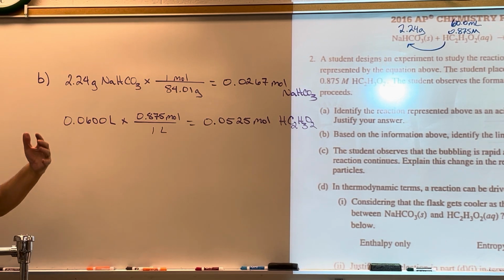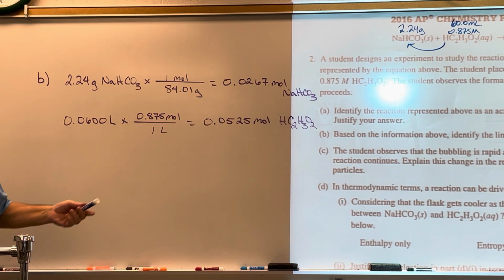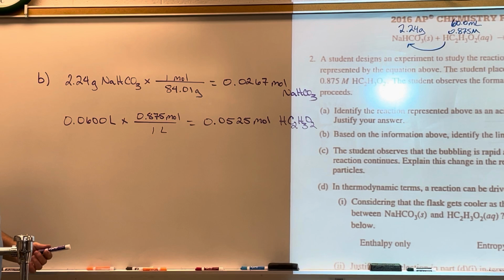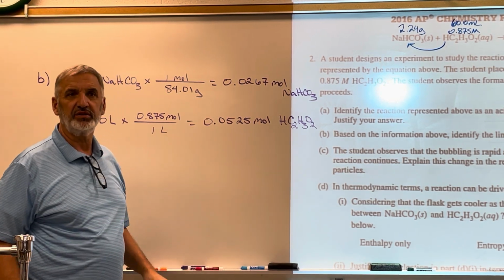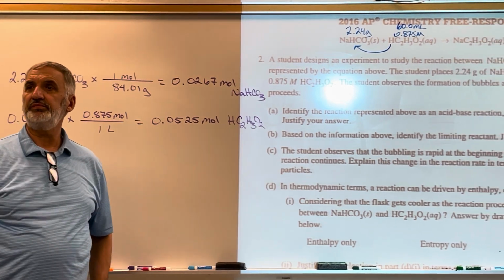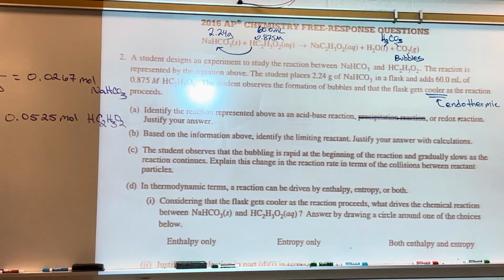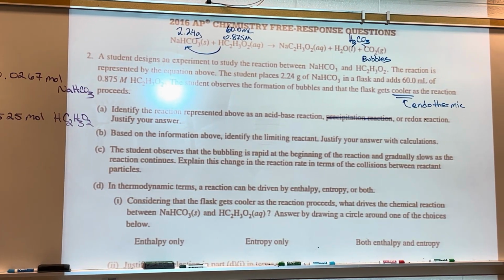Now, we haven't really covered this, but I think this is fairly common knowledge, basic chemistry knowledge. The student observes that the bubbling is rapid at the beginning of the reaction and gradually slows as the reaction continues. Explain this change in the reaction rate in terms of collisions between reactant particles. Go ahead, Luke. Well, there's less collisions, because there's less particles to react with, so the reaction's just going to slow down as it pretty much comes to zero as there's no reactants.